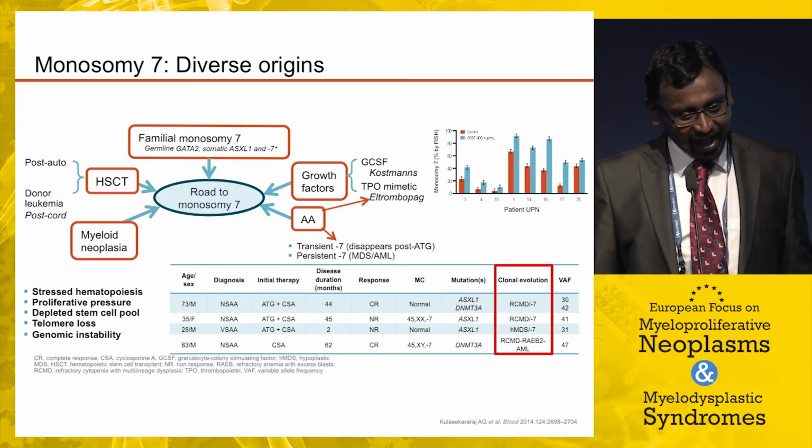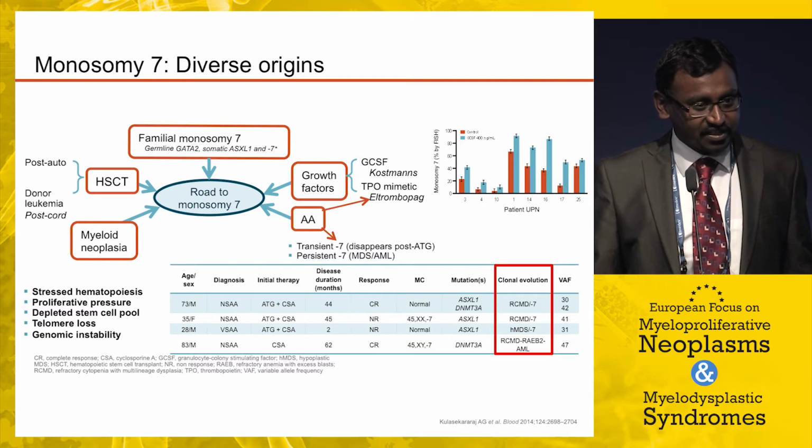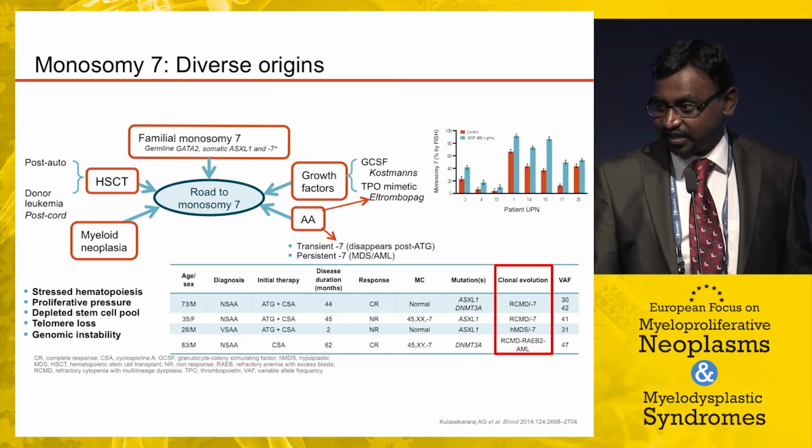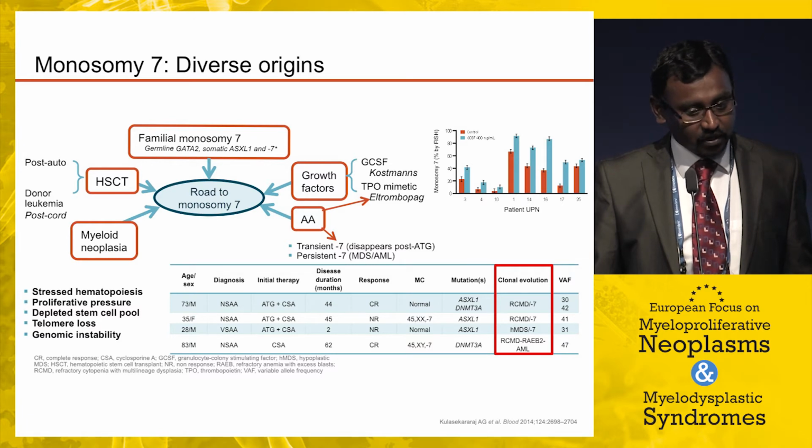And when you look at the other clone, the monosomy 7 clone, that can have significantly diverse origins, because you could have monosomy 7 clone happening in different contexts in different diseases. We know that in MDS and AML that's significant. We know that in the context of GATA2 and familial monosomy 7 that's seen as well. Post-transplant, predominantly after cord transplant, that's seen. And also after growth factors. We've historically known about Kostmann syndrome, truncated GCSF receptor, and the increased monosomy 7, but also in the context of TPO-mimetics like eltrombopag as well.